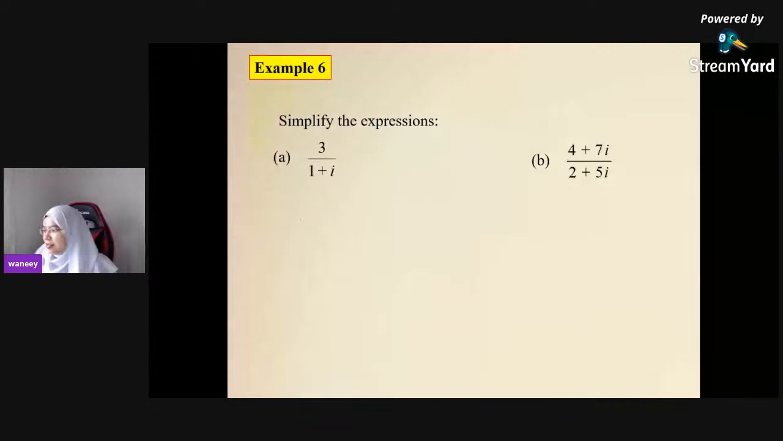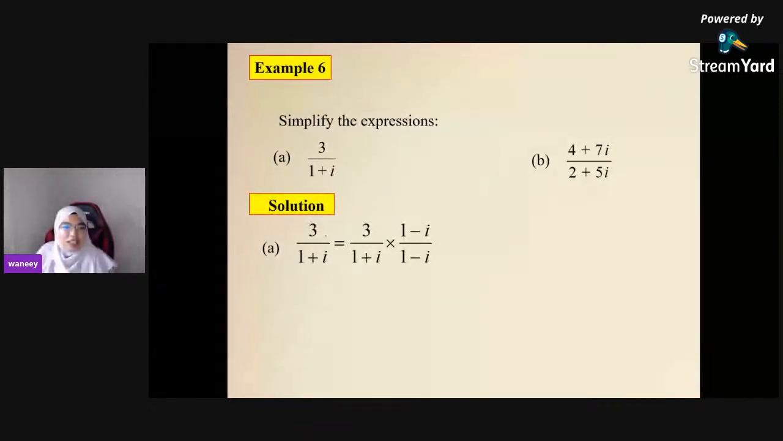Okay, so A, we got 3 over 1 plus I. So 3 over 1 plus I, the conjugate of this, simply change the sign for plus will become minus. So 3 over 1 plus I times with 1 minus I over 1 minus I. And then of course you should expand your numerator and your denominator. So you will be able to get 3 minus 3I over 2. And then change it into Cartesian form. In Cartesian dia kena separate sikit I dengan number tu. So 3 over 2 minus 3 over 2 I. So that is how we simplify them if we have I in the denominator.